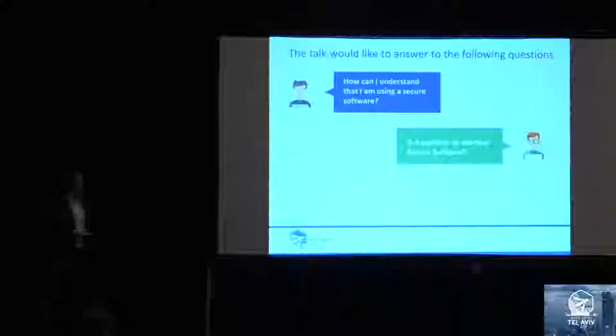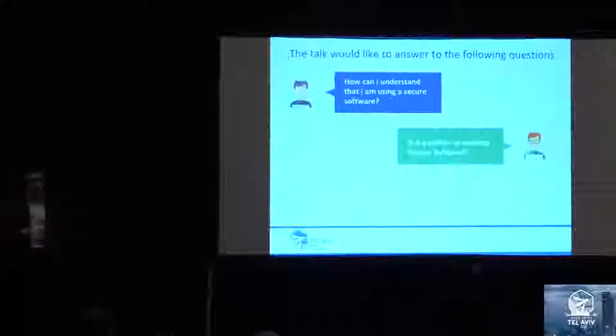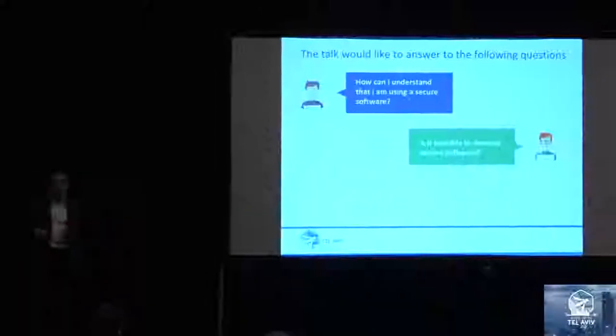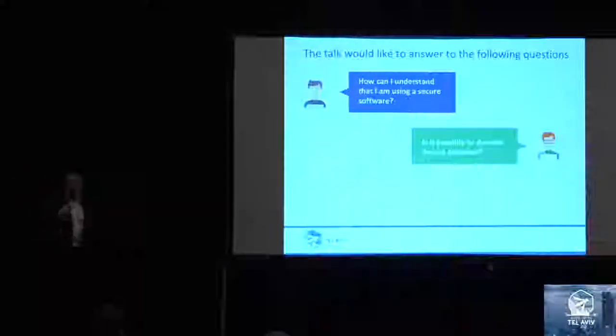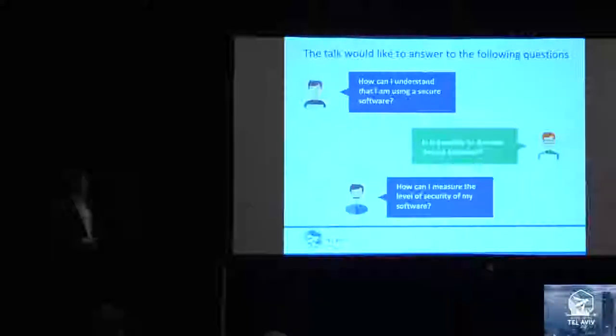And is it possible to develop secure software? Today, it is really difficult to say yes, because we are developing more and more complex software with hundreds, even thousands of developers on the project, and it is really difficult to manage all the security risk and all the aspects of software security today. And then, how can I measure the level of security of my software? This is another big question. And with the new OWASP 5-Dimension Framework, we would like to answer this question.